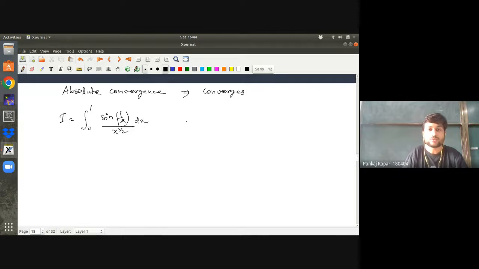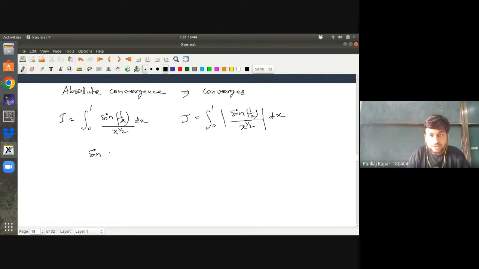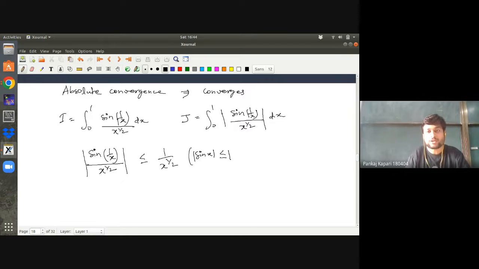For that, we'll find another integral, let's call it J, from 0 to 1 of the modulus of sine(1/x) divided by x to the power half dx. Now let's see if this integral J converges or not. We will use the comparison test, because the modulus of sine(1/x) divided by x to the power half is always less than or equal to 1 over x to the power half. Why? Because the maximum value of the modulus of the sine function is 1.